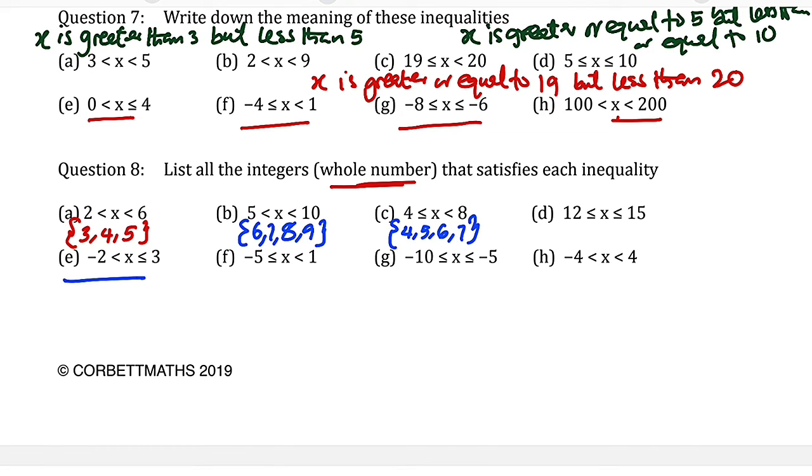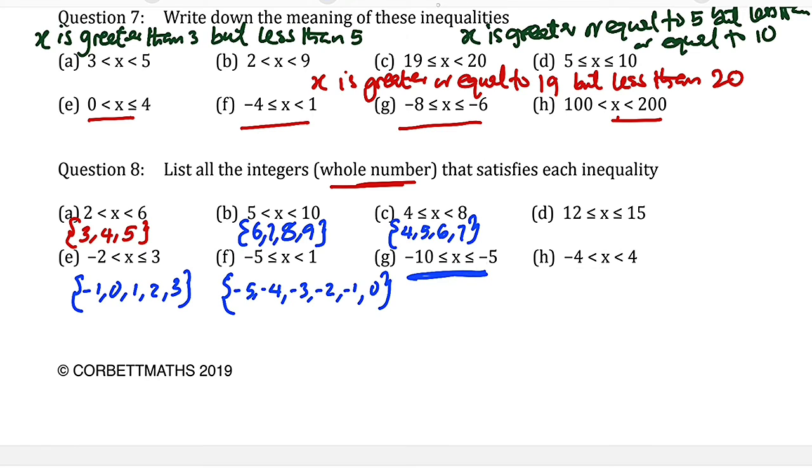Let me do this one from negative 2 to 3, including 3, but excluding negative 2. So we have negative 1, we have 0, we have 1, we have 2, we have 3. This one begins with negative 5 and stops at 1. You include negative 5 because of this or equal to, but you have to exclude 1. So you have negative 5, negative 4, negative 3, negative 2, negative 1. We have 0. You stop because 1 is excluded. You can do the rest.